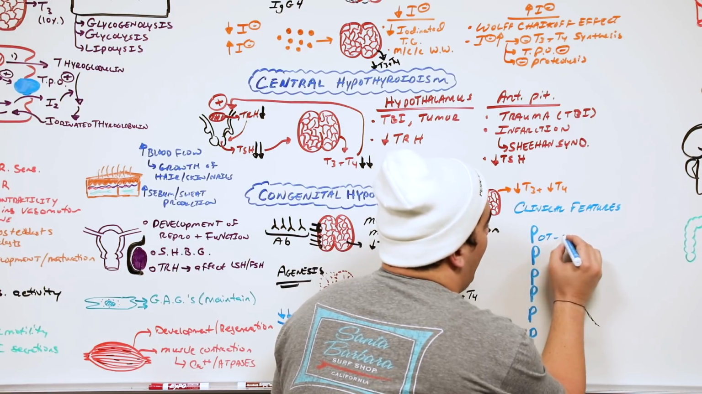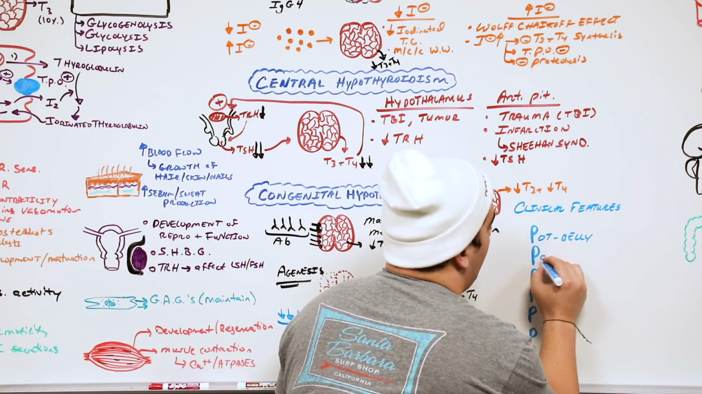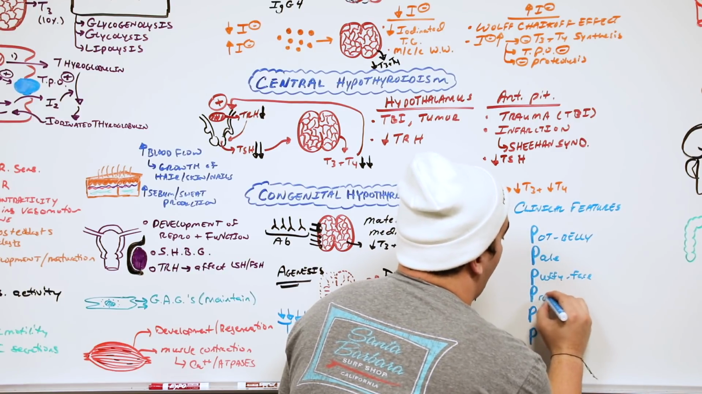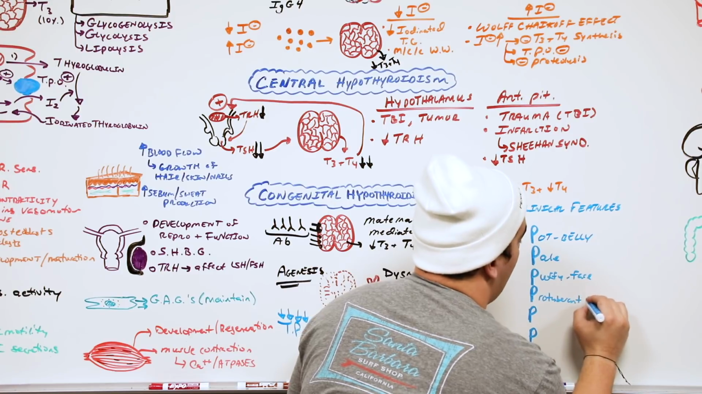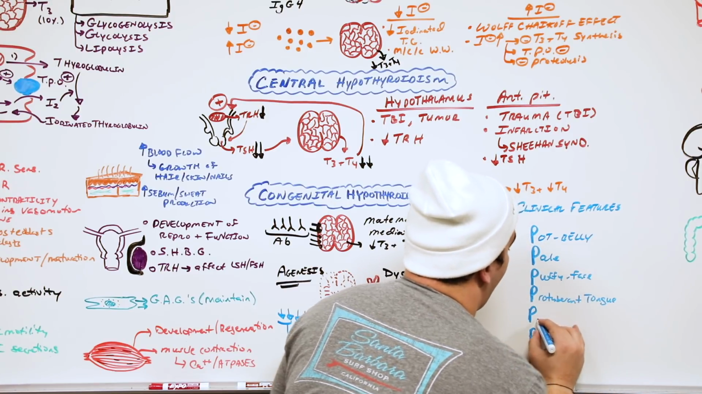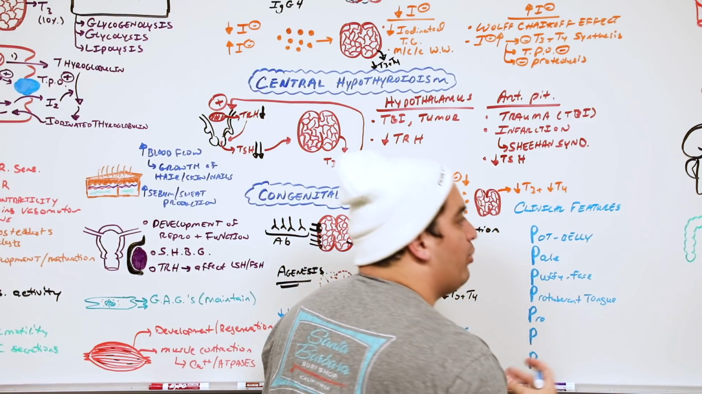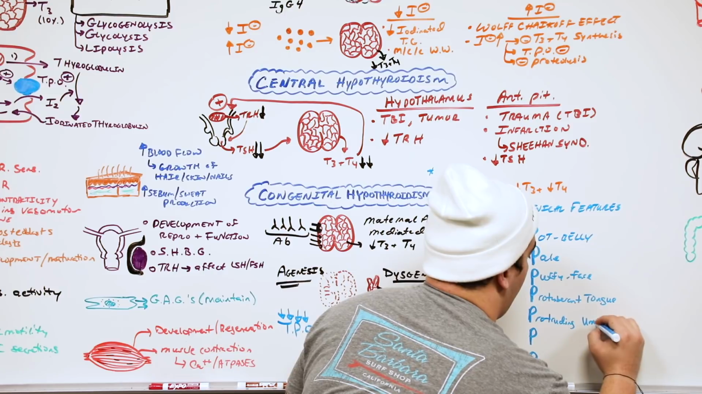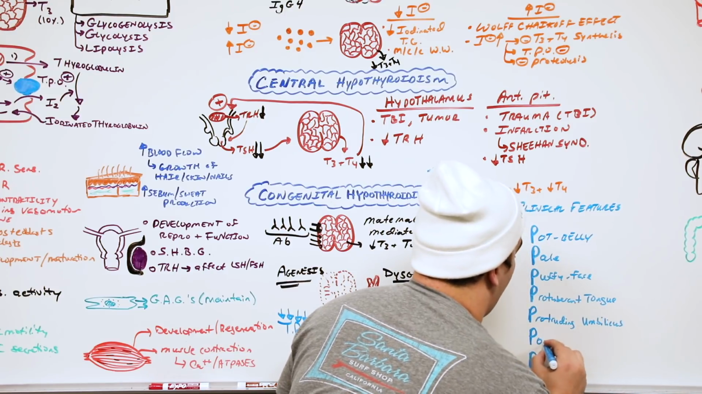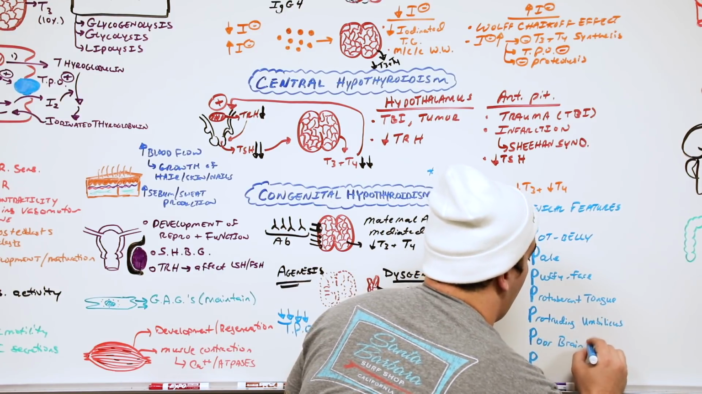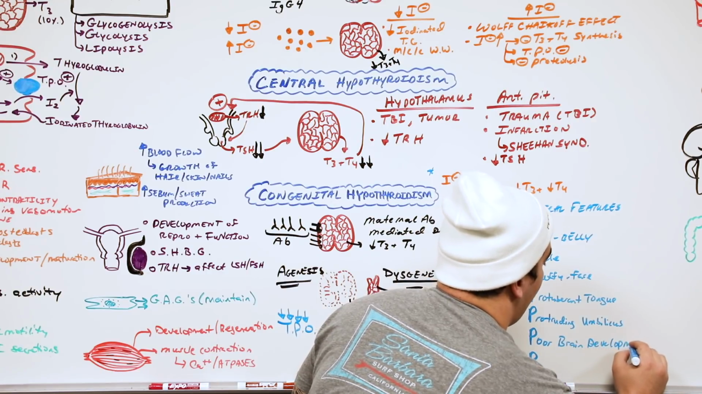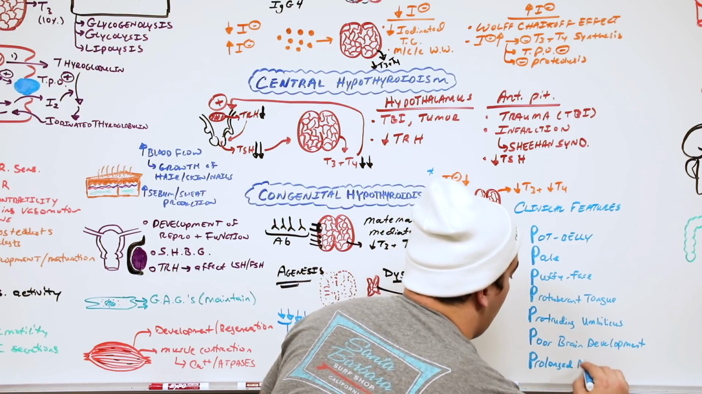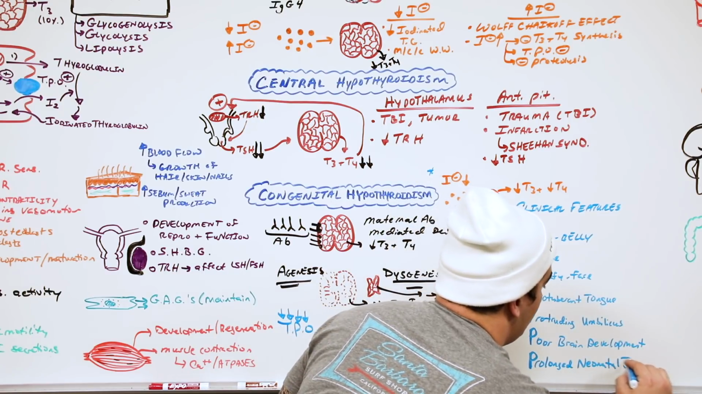The first one is they have a pot belly, so they got a big old belly. They're pale. They have a puffy face. They have a protuberant tongue. They have a protruding umbilicus. They have poor brain development. And last but not least, they have prolonged neonatal jaundice.